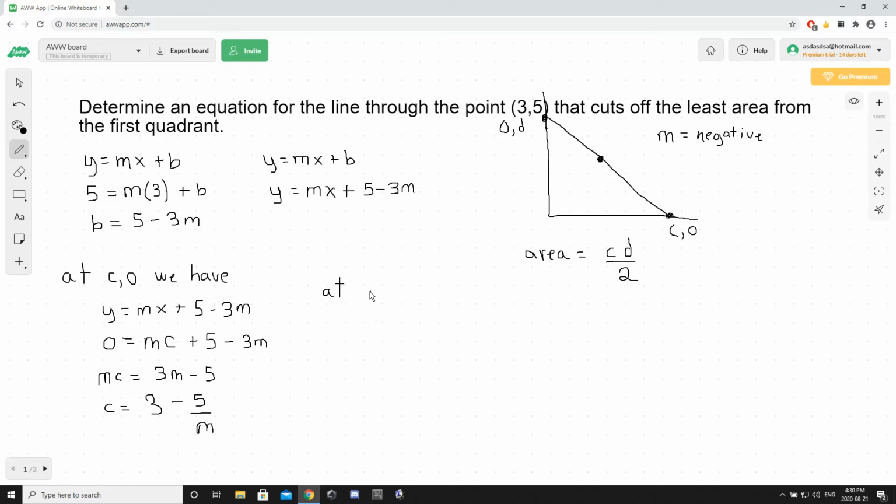So at d, or nope, sorry, not at (d, 0), at (0, d). So at (0, d), we're going to use the same equation again. So y equals, I'm going to write it out again, just to make sure I don't make any mistakes when I'm replacing the variables and the values.